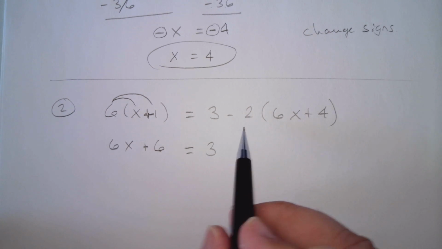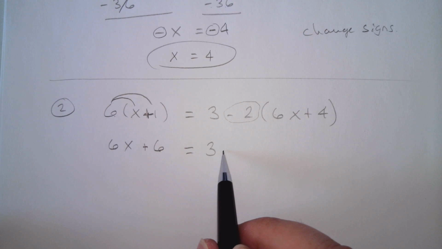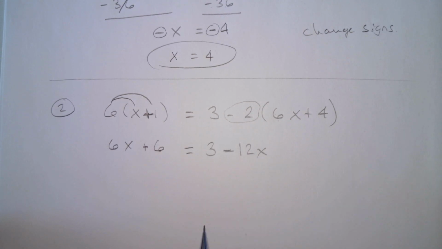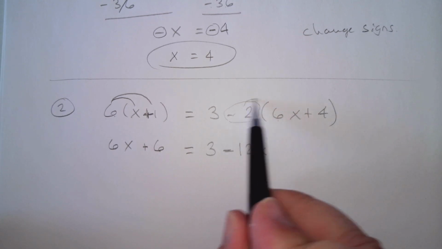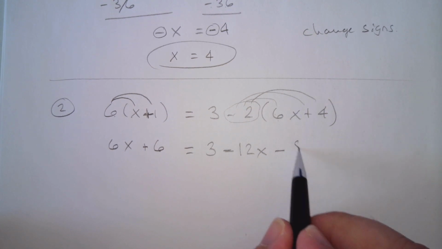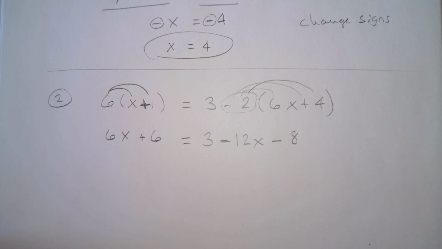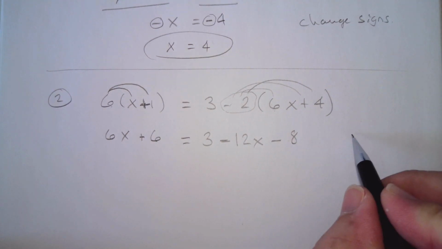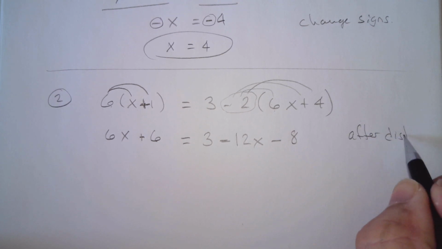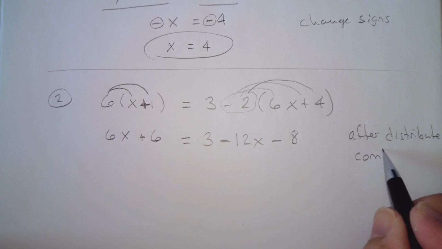Equals 3. There's a -2 in front of there, so negative times positive is a negative. 2 times 6 is 12x. Negative times positive is negative. 2 times 4 is 8. So after distributing, combine like terms.